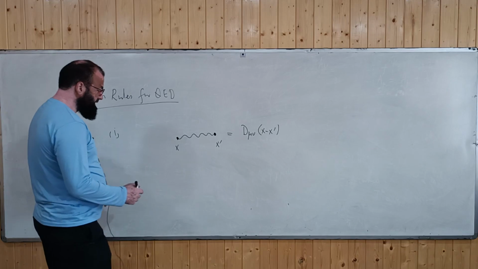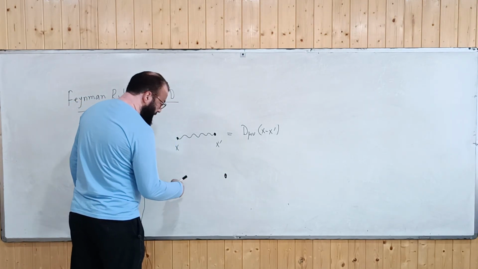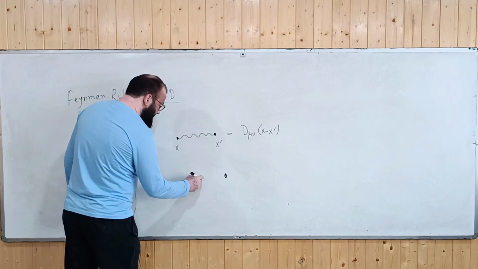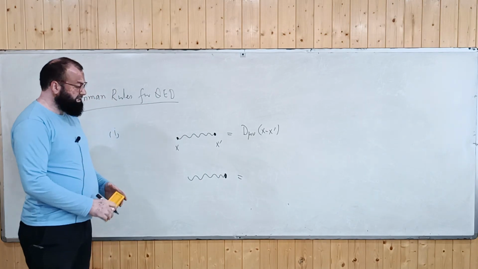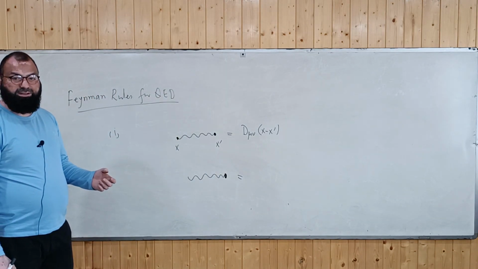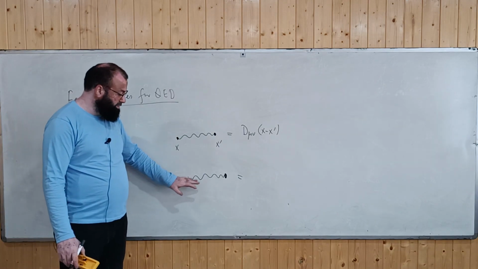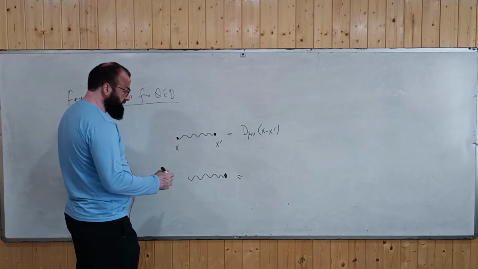So another thing is, let's say, the photon line is shown by a wavy line. Now can anybody tell me what this line is? Is this an incoming line or an outgoing line in a diagram? It's an incoming line because it goes into the vertex from the left. So this is our incoming photon field.